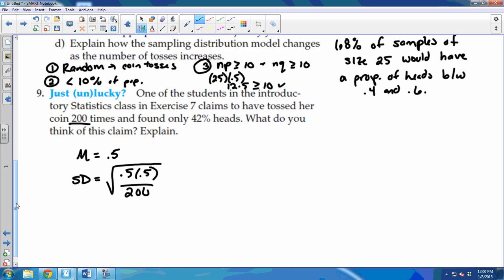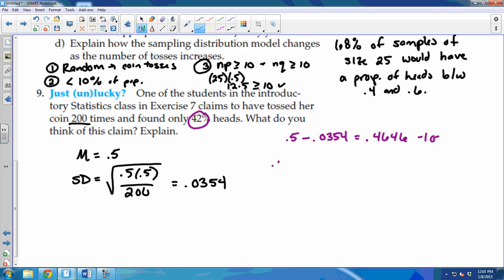So the square root of 0.5 times 0.5 divided by 200, and you get 0.0354. Okay. So someone have the calculator because they're going to do some calculations for me. 42% is below the mean, so I'm going to subtract. If I start at 0.5 and I subtract 0.0354, what do I get? That is one standard deviation below the mean, right?